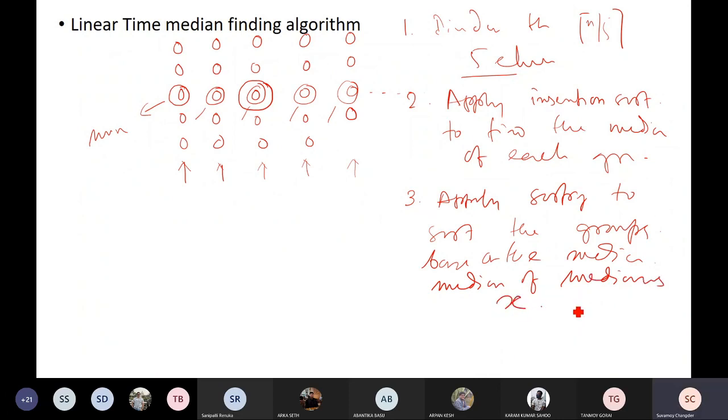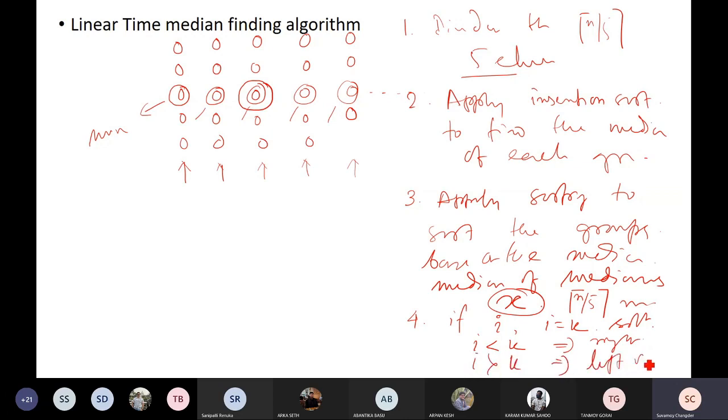Okay. So what we are applying? We are applying to the n by 5 number of groups repeatedly or recursively to find the median of medians x. Now fourth, if this x, let the index is I, if this I is equal to k, then we have got the solution. If I is less than k, so you have to go to the right side of the partition as previous. If I is greater than k, we have to go to the left side of the partition.